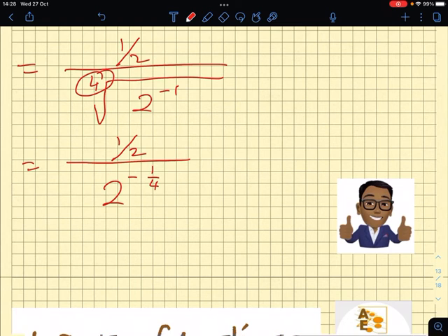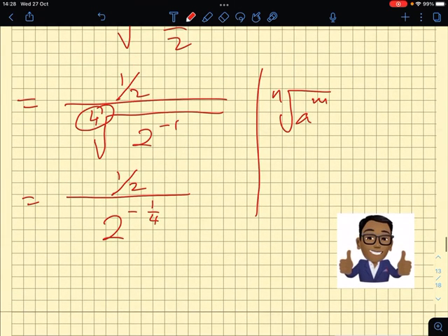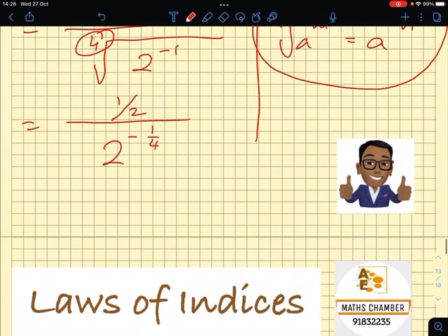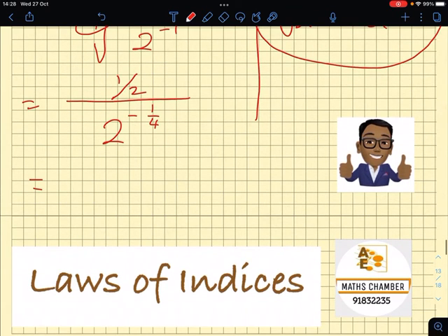Okay, remember your law of indices, a to the power of m, root n, that will give you a to the power of m over n, okay? Let's recall the formulas, the laws, right? And what you have here, this is not the end of the story. This will be equal to 2 to the power of negative 1. Where do I get that from? Half, isn't it? Because remember, your half just now is 2 to the power of negative 1, right? You must know how to reverse it backward, correct or not?